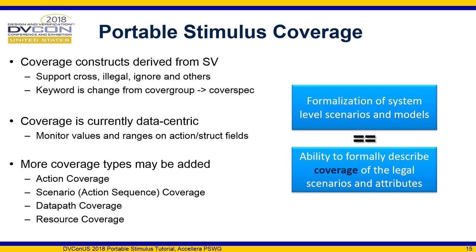Other coverage concepts are being considered, right? Have we covered actions? Have we covered various patterns of actions, various scenarios? Have we done action A followed by action C followed by action F, that particular order? I want to measure whether I got it. Have I done all of my data paths? Have I used all combinations of resource allocation? So those are other things that portable stimulus lets us bring in to the coverage model.